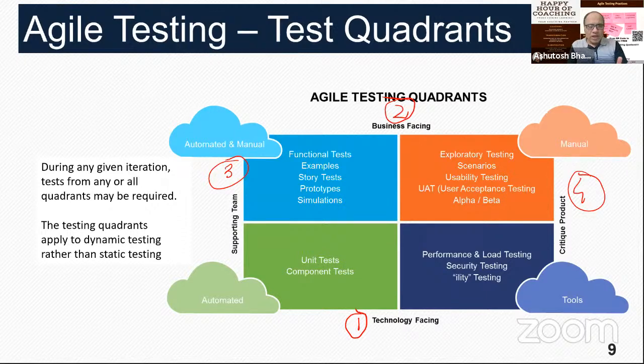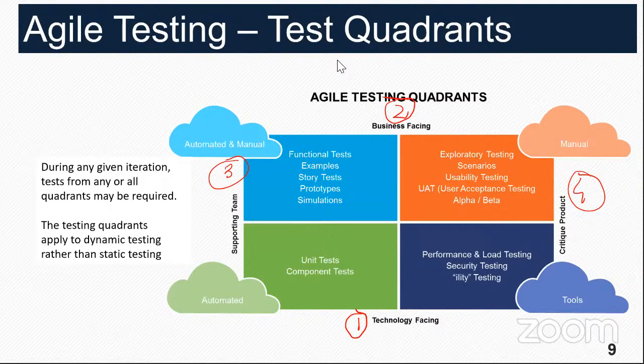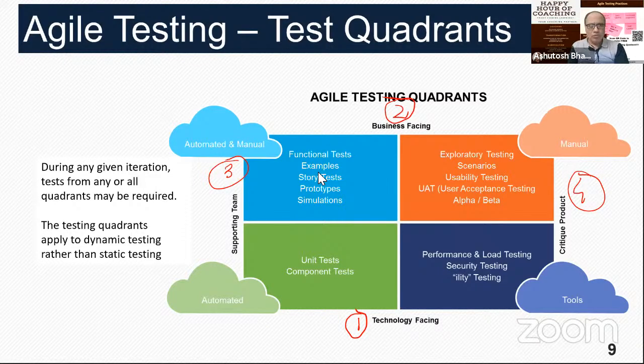So this is a very interesting model which talks about these 4 types of tests and how these 4 types of tests are captured in the quadrant. This is the very famous Lisa Crispin's model, which helps you decide how you are going to do the testing, or what will be your testing strategy.